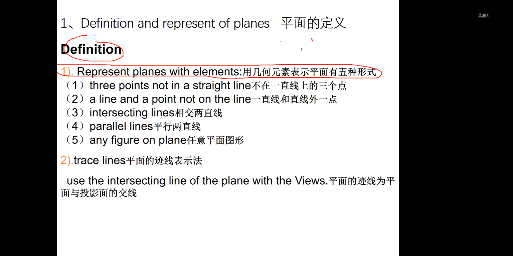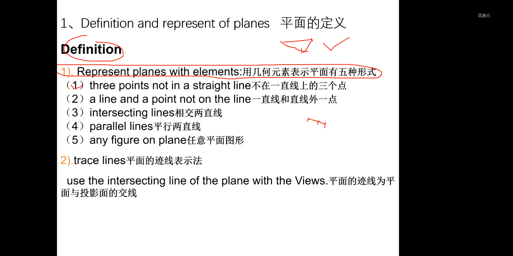The first one: we use 3 points to determine the plane, just like here, 1, 2, 3. But one requirement is that these 3 points should not be on a line. If you have 3 points on a line, this is a line, not a plane. If the 3 points are not on a line, you can use a triangle to represent a plane. This is the first one: we can use 3 points, not on a straight line, to represent a plane.